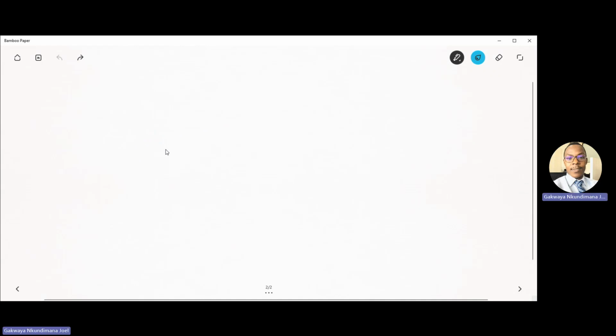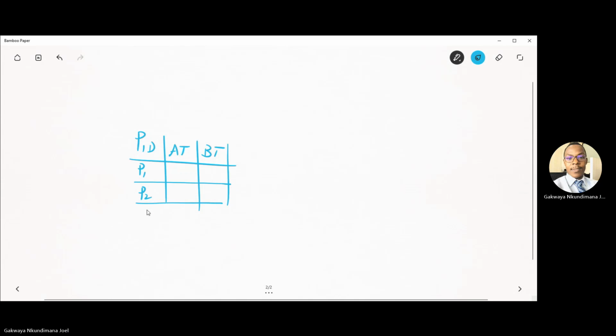Take an example. Here we have a process ID, and here we have AT, arrival time. We have burst time. Here we have P1, process 1, P2, and P3. We have three processes, right?